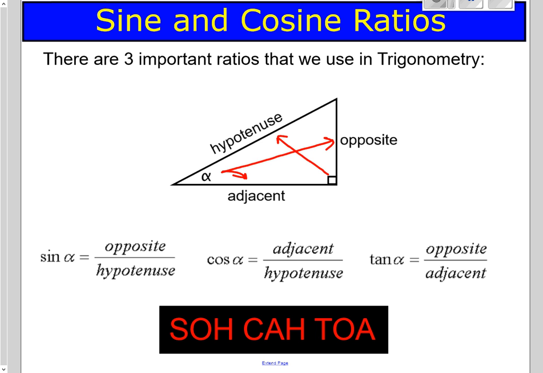So sine alpha is equal to the opposite over the hypotenuse. Cos alpha is equal to the adjacent side over the hypotenuse. And tan alpha is equal to the opposite over the adjacent. So these are our three primary trig ratios. And we memorize them by using the abbreviation of Sohcahtoa. And that reminds us that sine is equal to opposite over hypotenuse, cosine is equal to adjacent over hypotenuse, and tan is equal to opposite over adjacent. All right, so this just comes with practice, figuring out which one we're going to use.